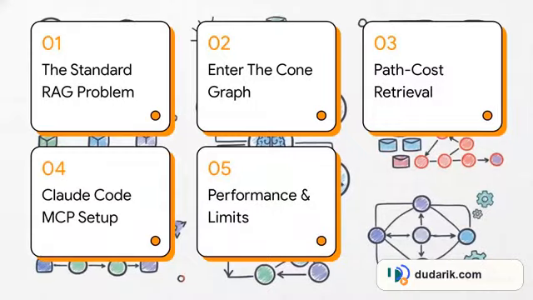Okay, let's dive into this. Here is our roadmap for today. 1. The standard RAG problem. 2. Enter the cone graph. 3. Path cost retrieval explained. 4. The Claude Code MCP setup. And 5. Performance and limitations.